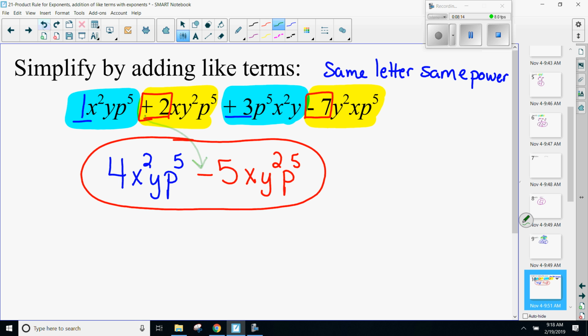The second mistake people make is they try to write this as x to the 4th, y to the 2nd, p to the 10th. Don't do that. You keep those the same. Your last name stays the same. Okay? Last name stays the same.